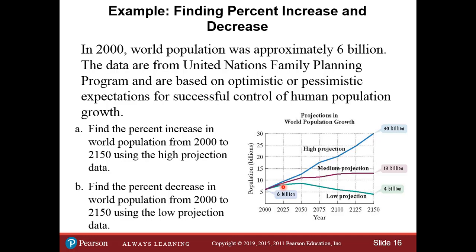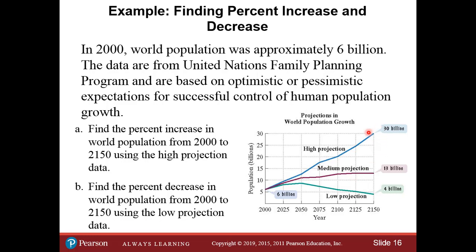Now in this example here, it says in 2000, world population was approximately 6 billion. The data are from the United Nations Family Planning Program and are based on optimistic or pessimistic expectations for a successful control of human population growth. So A says find the percent increase in world population from 2000 to 2150 using the high projection data. Well, in this case here in 2000 it was 6 billion, and if we go to 2150 it's 30 billion.